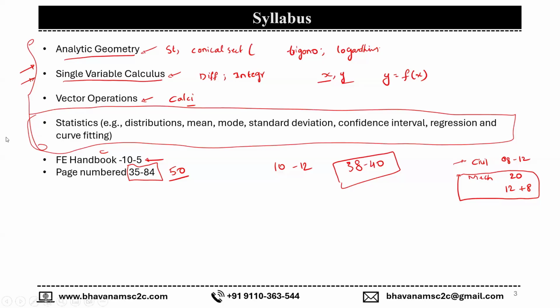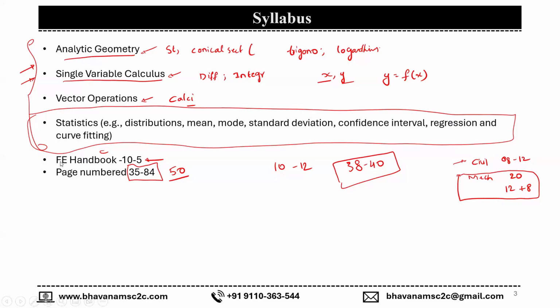Okay. Now, what are the topics for civil? So these are the four topics that I listed here: analytic geometry, single variable calculus, vector operations, and statistics. And there will be only 8 to 12 questions for civil coming from the part of math and stat.